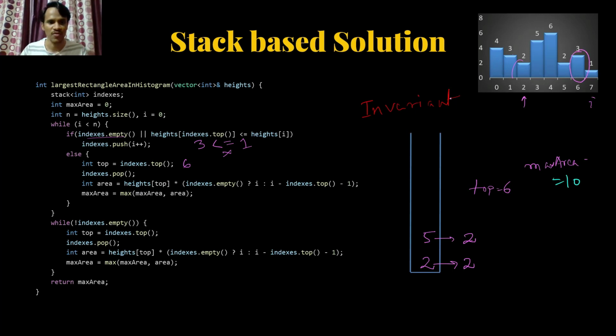This is the height of the top element, and this is multiplied by, since the stack is not empty, we go to this condition. So I is currently 7 minus the top element in the stack, which is 5, index minus 1, which is 1. So 6 into 1 is 6. Since 6 is not greater than 10, we don't update the max area.